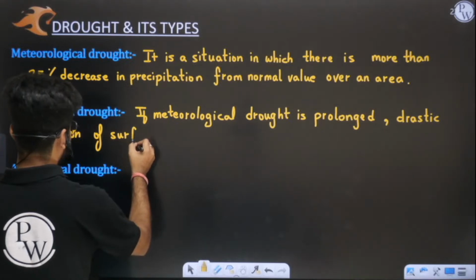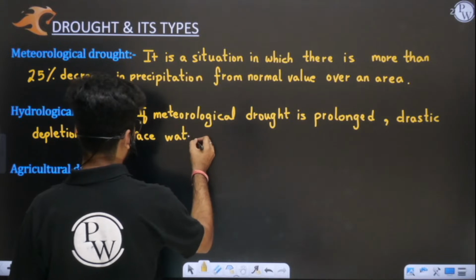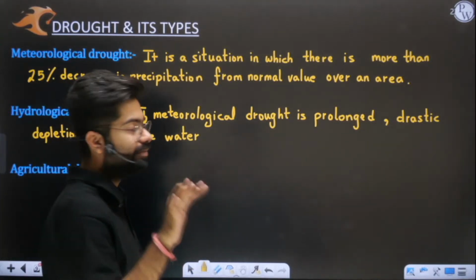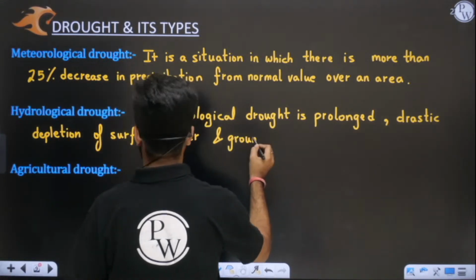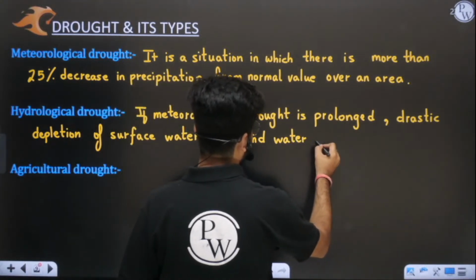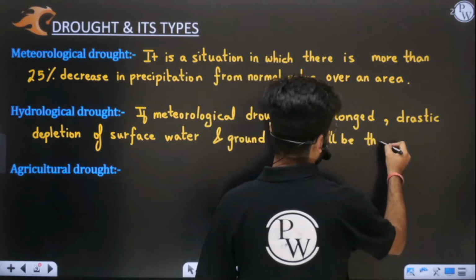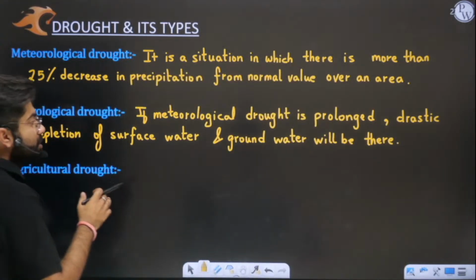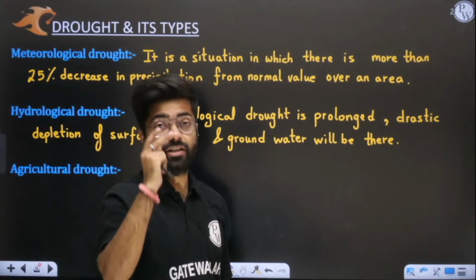of surface water and groundwater. All the water resources of your area will dry up. Drastic depletion of surface water and groundwater will be there, and this is a panic condition, because from where will you get drinking water, from where will you fulfill your electricity needs? You should understand that water is required for many purposes.